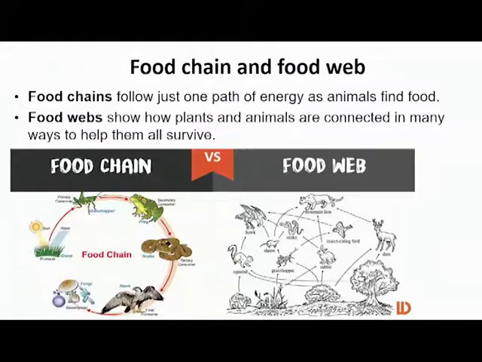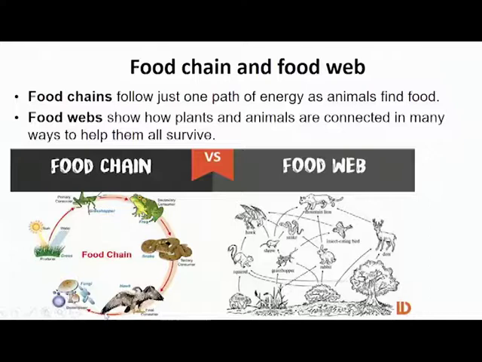As you can see in that figure, you have your producer, the grass, and it's eaten by your primary consumer, that's your grasshopper, and then you have the secondary consumer, that's a frog, and the frog is eaten by a snake, which is your tertiary consumer, and then it goes to the final consumer, which then decomposes.